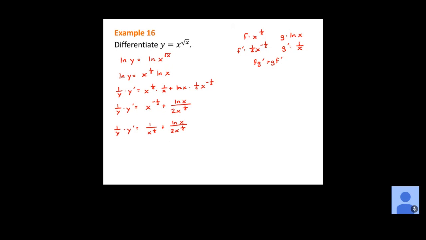Good. Now we need to move the y over. So we have y prime equals y times 1 over x to the 1/2 plus natural log of x over 2x to the 1/2. And then our final step would be what?